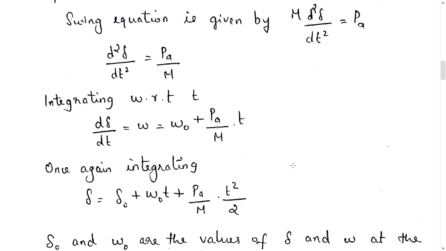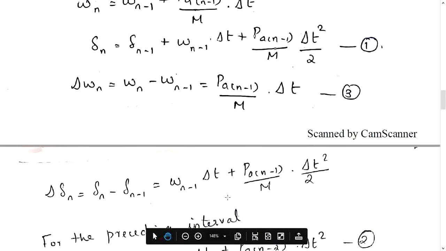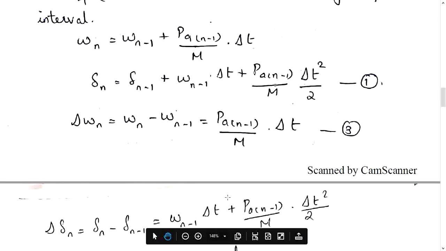So from this equation we can write ω_n, the value of ω at the end of the nth interval. It will be equal to ω_(n-1), the value of ω in the last interval, plus Pa_(n-1)/m into Δt. Similarly, δ_n will be equal to δ_(n-1) plus ω_(n-1) into Δt plus Pa_(n-1)/m into Δt²/2. So these are the equations for ω_n and δ_n at the end of the nth interval.